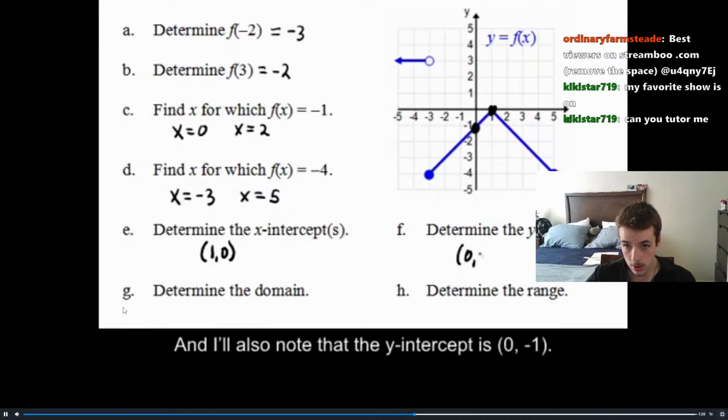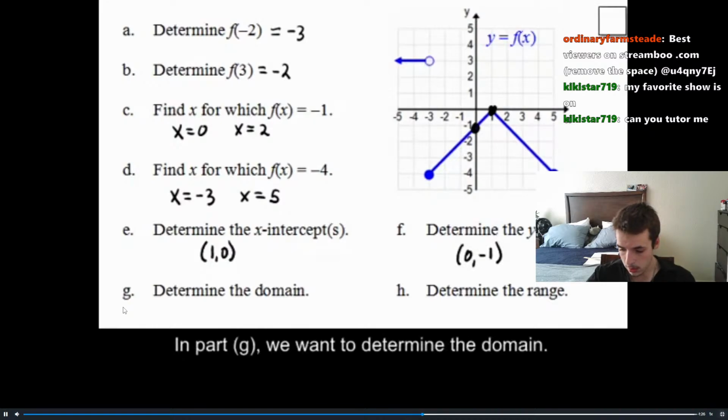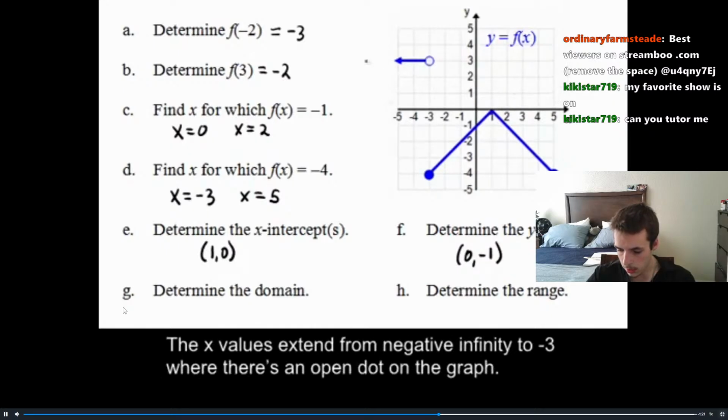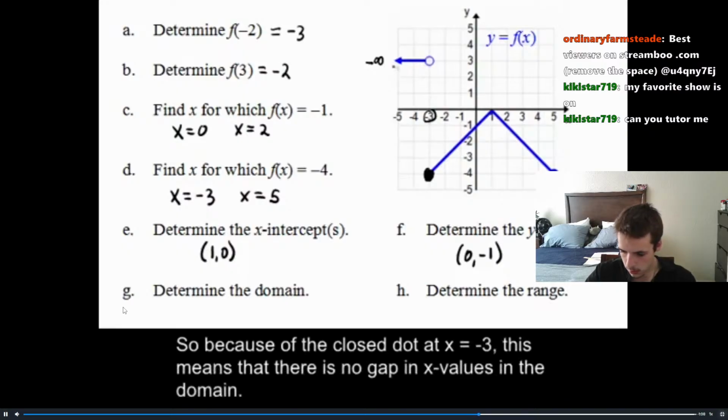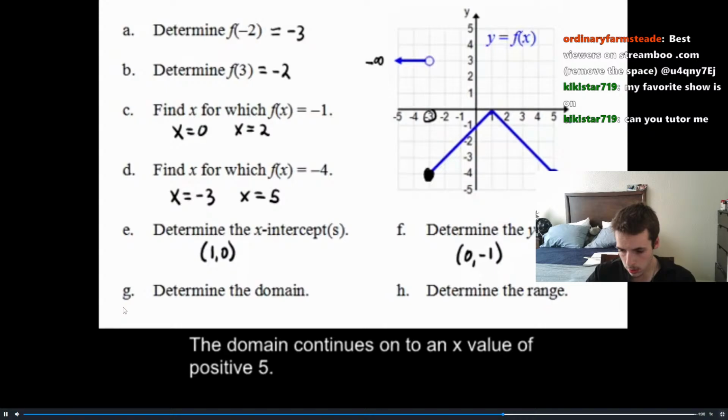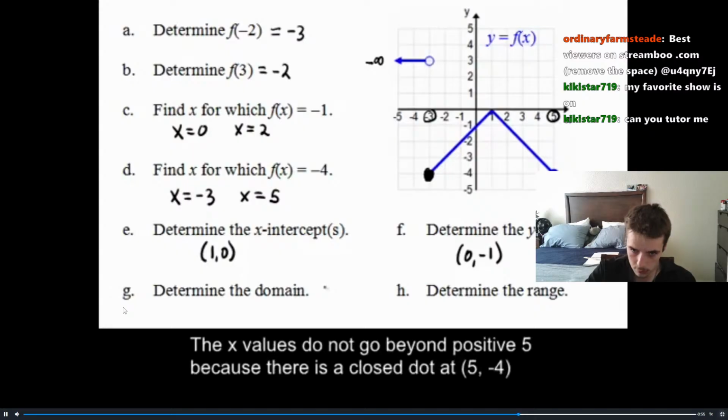In part G, we want to find the domain. The x values extend from negative 3 to 5, because there's an open dot at negative 3 comma negative 4. However, the second piece of the function has a closed dot at negative 3 comma negative 4. So because of the closed dot at x equals negative 3, this means that there's no gap in the x values in the domain. The domain continues on to an x value of positive 5. The x values do not go beyond positive 5. That's all of that.